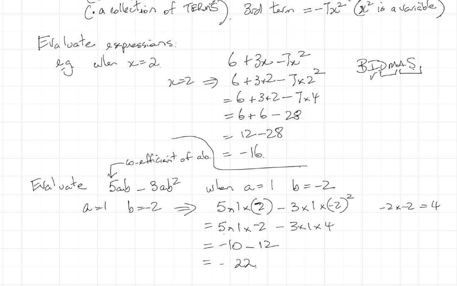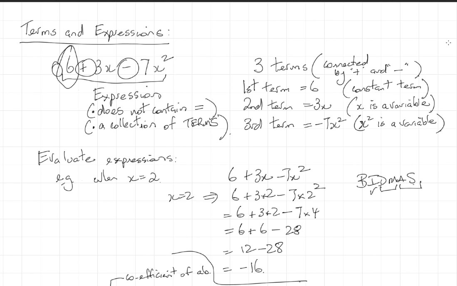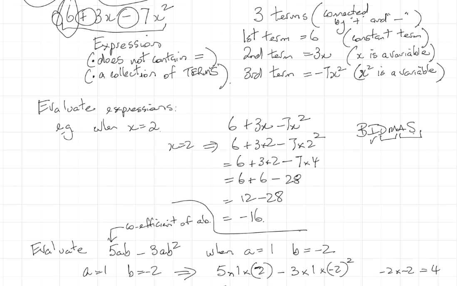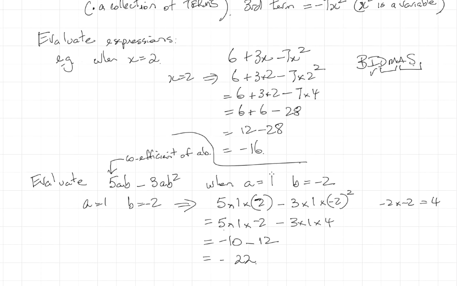So, expressions and terms, keywords in algebra. An expression is a collection of terms connected by pluses and minuses. So we've got a plus and a minus there, so we've got 3 terms. We've got constant terms that don't contain any variables. And we've got the coefficient as the number before the variable. And then to be evaluated, we just substitute in values and use BIDMAS to evaluate the answer.